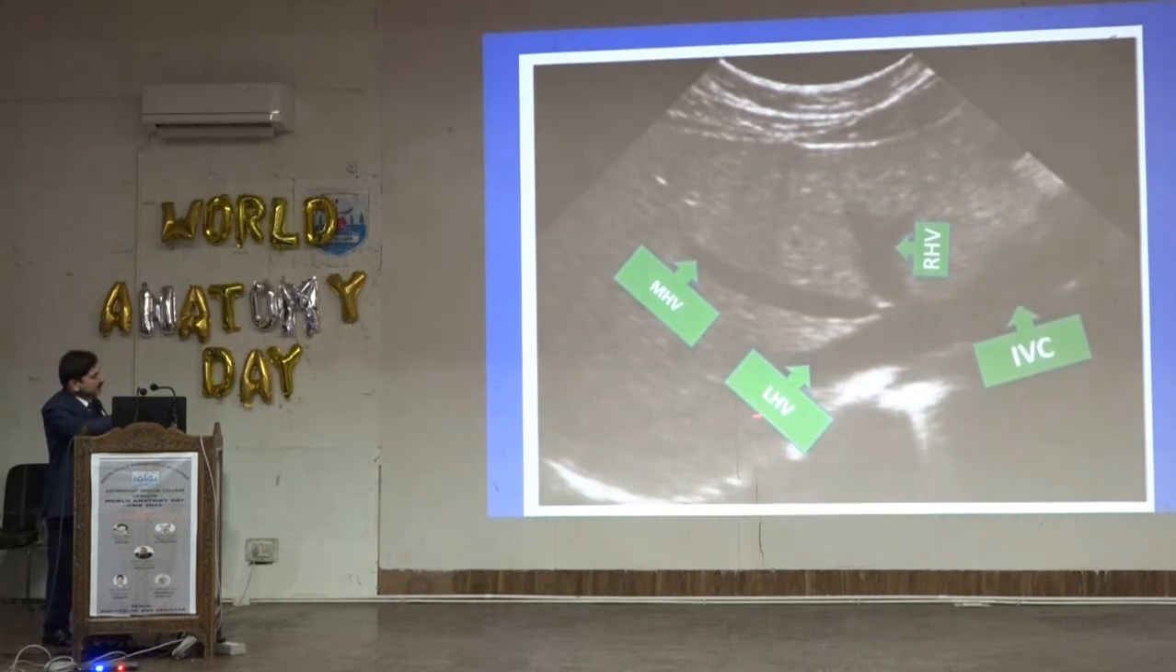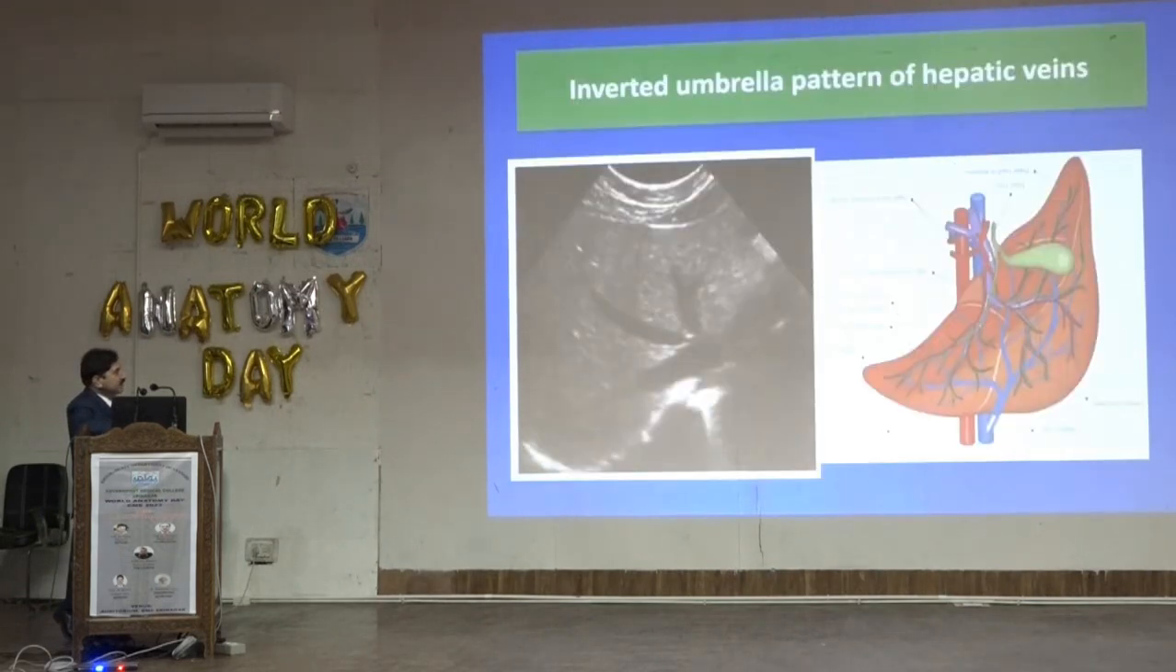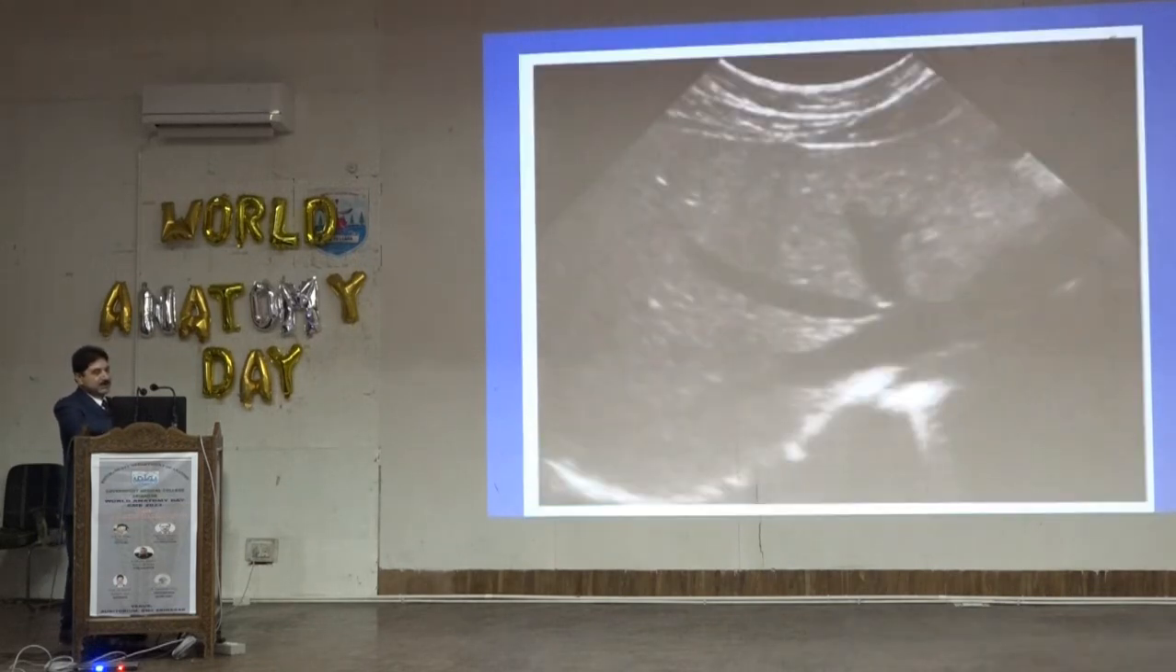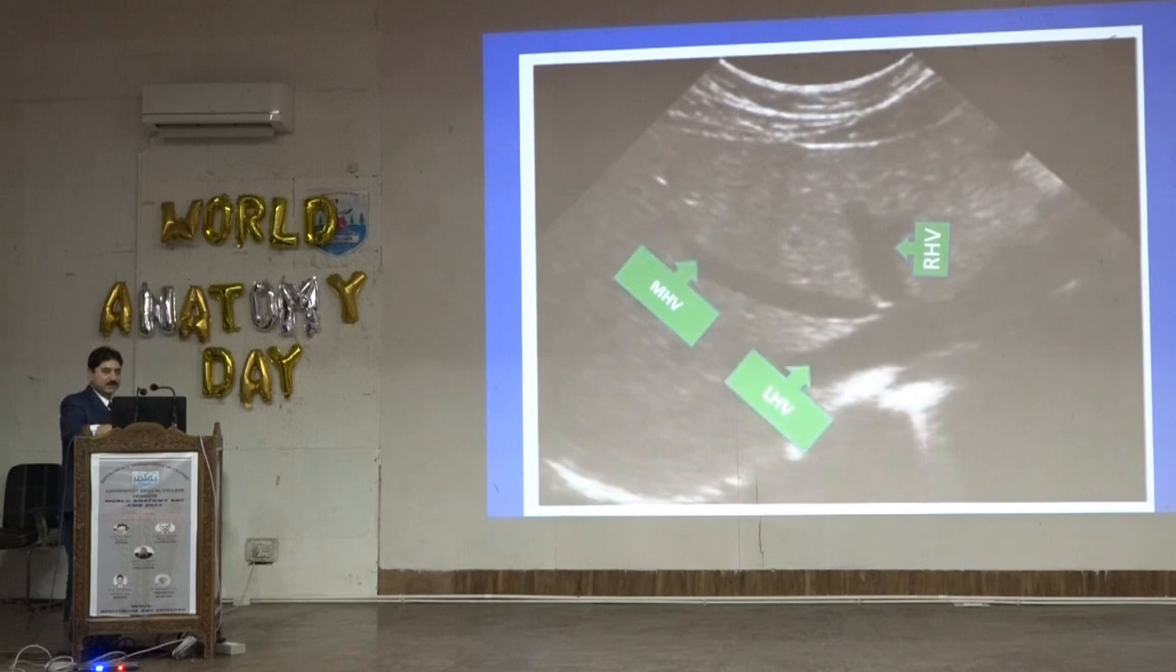This pattern, which we can demonstrate to our students, is called the inverted umbrella style. I have demarcated here the three veins, right, left and middle hepatic veins, draining into the inferior vena cava. We can see it on the ultrasound, but we cannot see these veins on the dissection table. So teaching of ultrasound will help our students in understanding anatomy, those facts which are within the liver but which we cannot demonstrate on the dissection table. This is called the inverted umbrella pattern of hepatic veins.